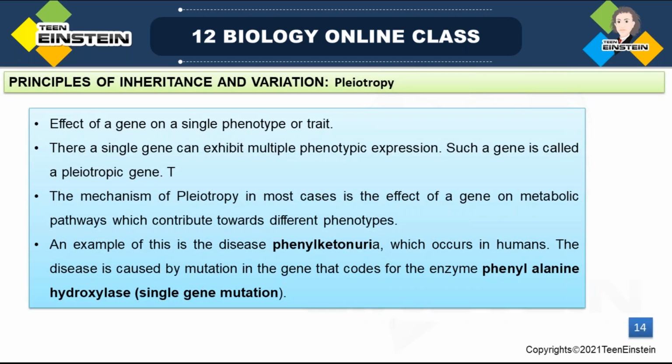Then next is pleiotropy. What is pleiotropy? The effect of a gene on a single phenotype or trait. So how can we explain this? If there is a single gene that can exhibit multiple phenotypic expressions, that type of gene is called a pleiotropic gene.